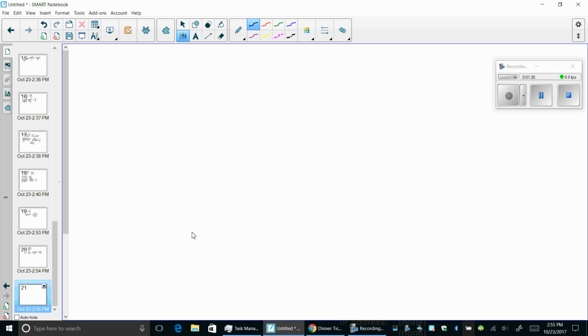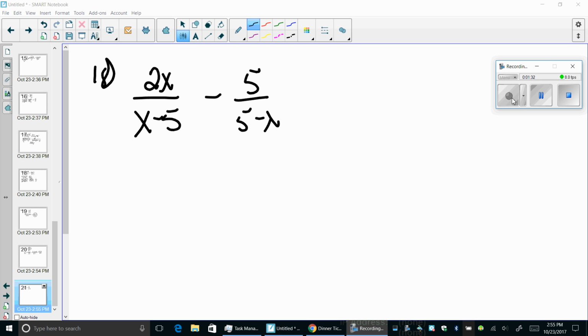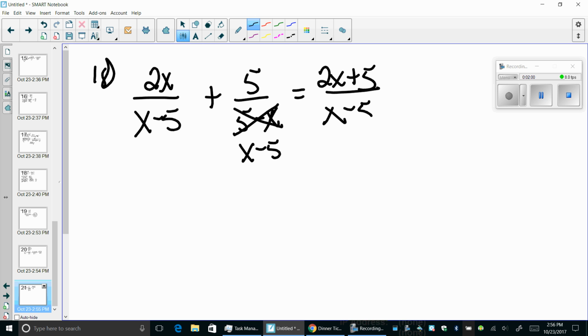All right, 48. In 48, the denominators are almost the same. One's x minus 5 and one's 5 minus x, which is opposite each other. So what I could do is change this one, which is 5 minus x, to x minus 5 and then take a negative out, which will make this a plus. So now they have the same denominators. 2x over x minus 5 plus, because I took a negative out, 5 over x minus 5. So my answer is 2x plus 5 over x minus 5.